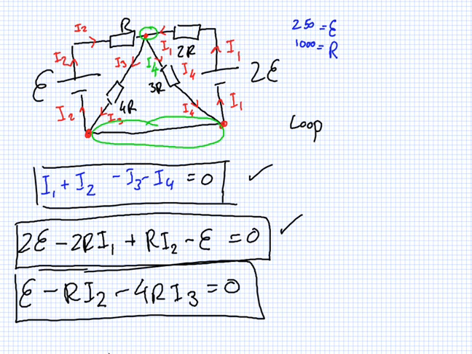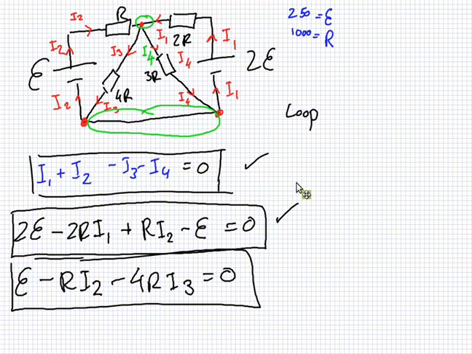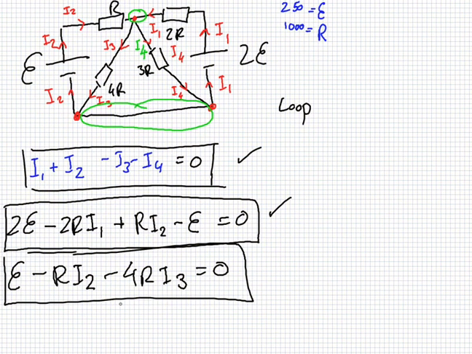Since this is your question, you can give me one of the loops. So which loop do you want to give me? 2E, yeah? 2E minus 2R I1, yeah? And minus 3R I4. 3R I4 equals 0.